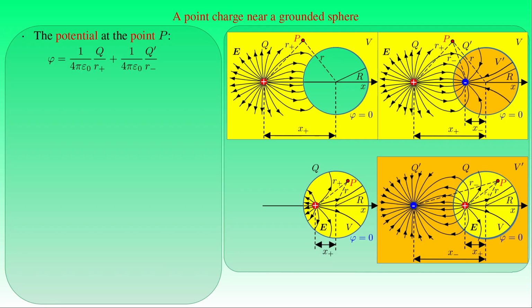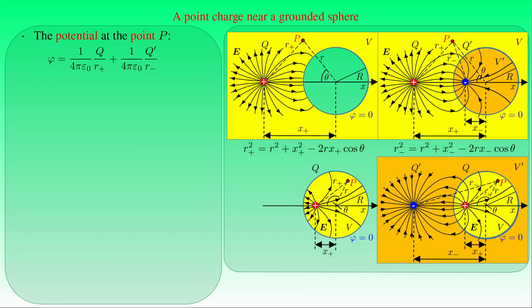If theta denotes the angle between the x-axis and the direction of the point P from the center of the sphere, then we can apply the law of cosines, and write the square of the distance r sub plus as the square of the distance r of the point P from the center of the sphere, plus the square of the distance x sub plus between the point charge q and the center of the sphere, minus 2 times r times x sub plus times cosine theta. Similarly, the square of the distance r sub minus can be written as r squared, plus the square of the distance x sub minus between the point charge q prime and the center of the sphere, minus 2 times r times x sub minus times cosine theta.